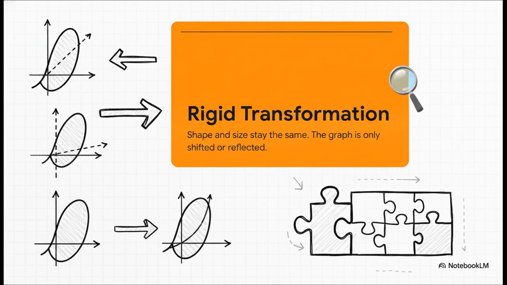But before we start messing with our baseline canvas, we need to understand exactly what kind of move we're making. First up, we have rigid transformations. By definition, a rigid transformation means the shape and size of the parent function remain exactly the same. The graph is only shifted or reflected. Think of it exactly like sliding a solid wooden puzzle piece across the table. Its core shape never distorts, right? It just relocates to an entirely new neighborhood on your grid.